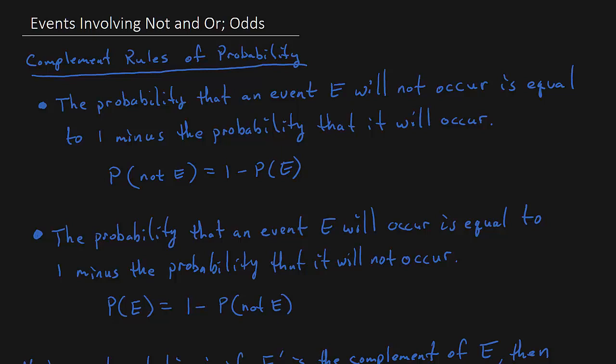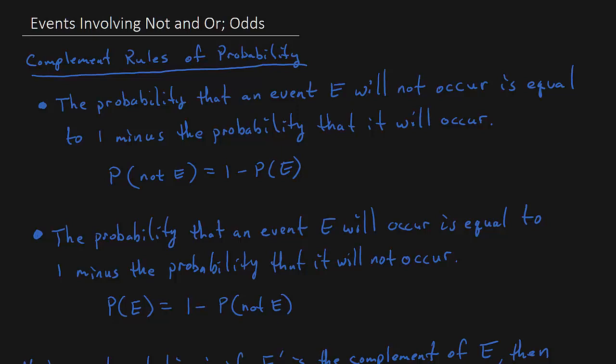Alright, so in this video we're going to look at probability involving not and or, and we're going to look at odds. The first thing we'll look at is events involving not. This right here is pretty important. It can really come in handy when you're calculating probabilities, and you'll see what I'm talking about when we get to the examples.